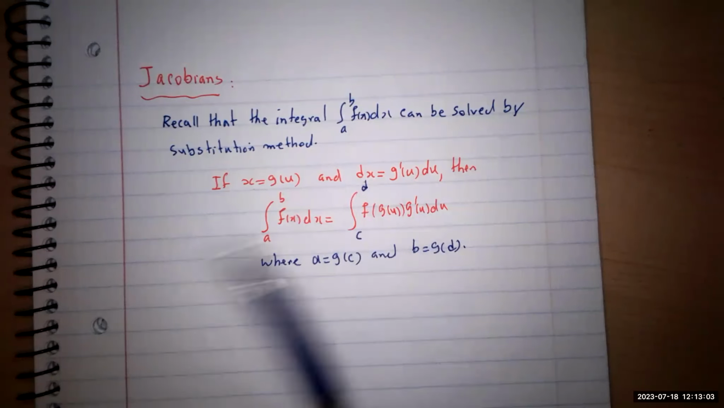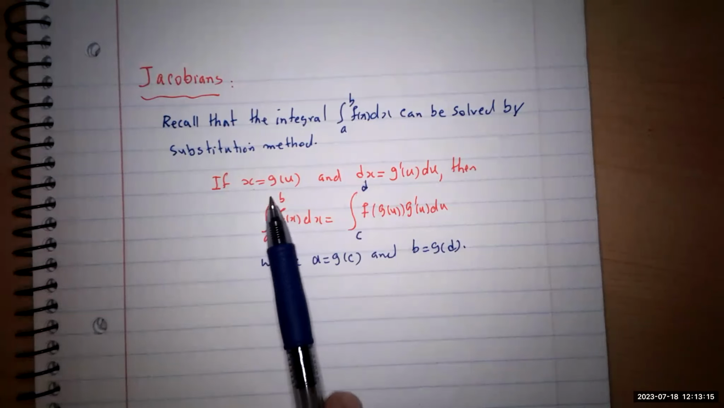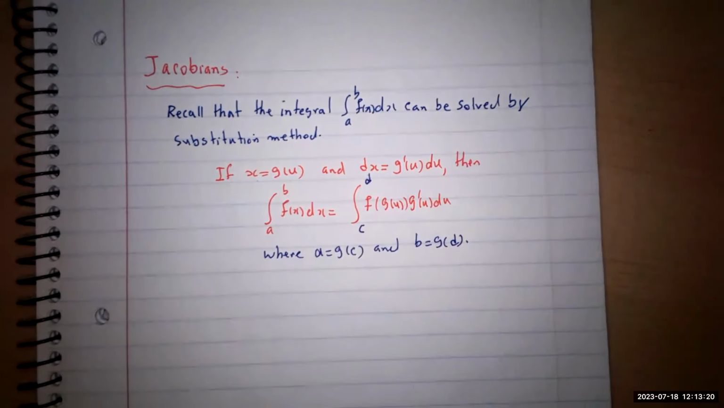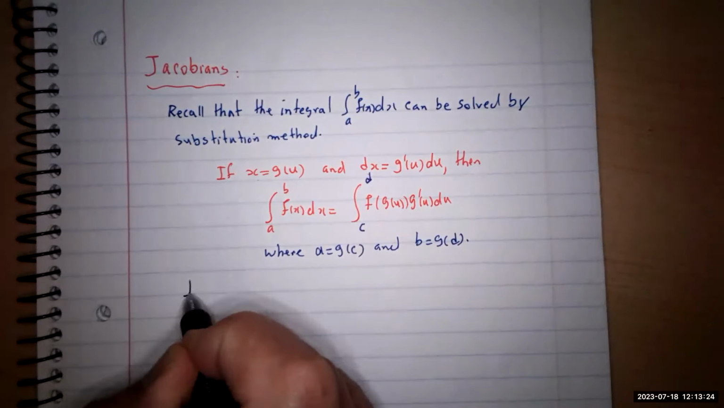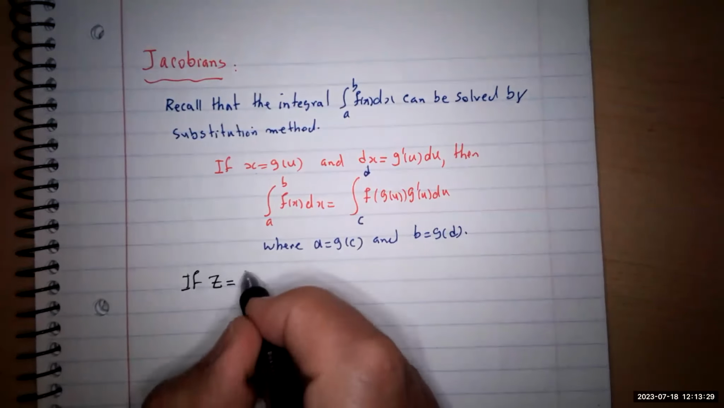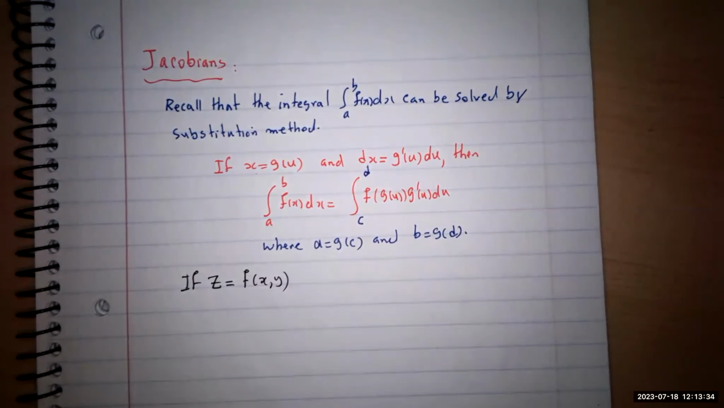Now we're going to copy this one for the function of two variables. So instead of f to be f of x, we change it to f of x and y. Then you need two substitutions, one for x, one for y. So the two-dimensional version, if you like, double integral is this: if z is equal to f of x comma y, a function of two variables. Of course, it's going to be continuous to be integrable.